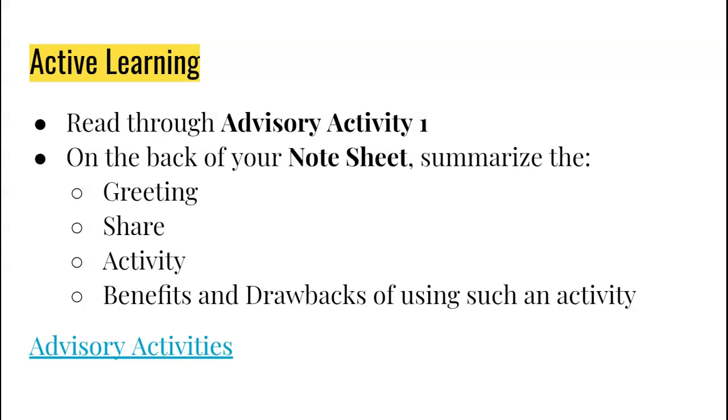What I'm going to ask you to do right now is to go once again to the right-hand side of Module 1 and to download Advisory Activity Number 1. I'd like you to read through this lesson plan of sorts, and then I'd like you on your note sheet to summarize the 3 major components of this advisory lesson plan. The first is the way that the students greet each other. It's called the greeting. The way that they share with each other, it's just called the share time, and then the activity that the teacher initiates, which is called the activity. And then finally, I'd like you to reflect a little bit on the benefits and the drawbacks of using such an activity in your future middle school classroom.